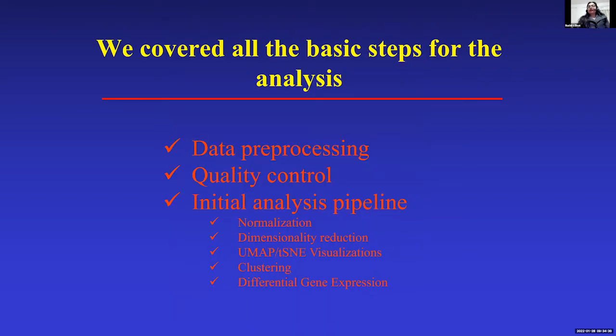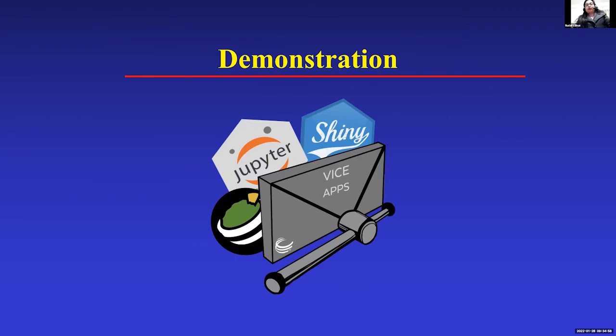So what we have covered till now is basically everything that we started with: data pre-processing, quality control, and initial analysis of the pipeline like normalization, dimensionality reduction, visualization of UMAP density, clustering. How do we do deconvolution and do within-cluster clustering? And then finally, differential gene expression profiles. So let's go to the live demonstration.